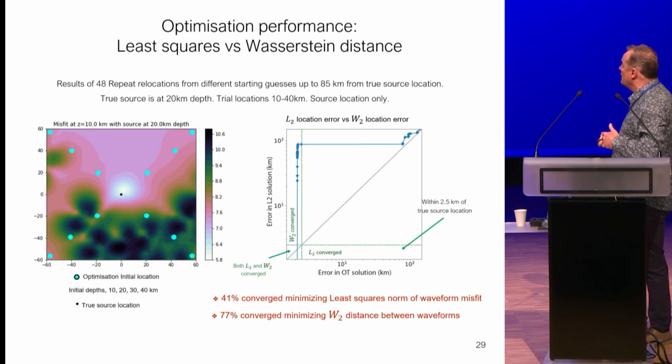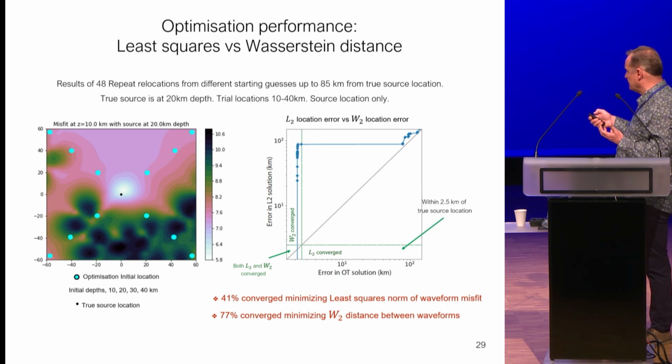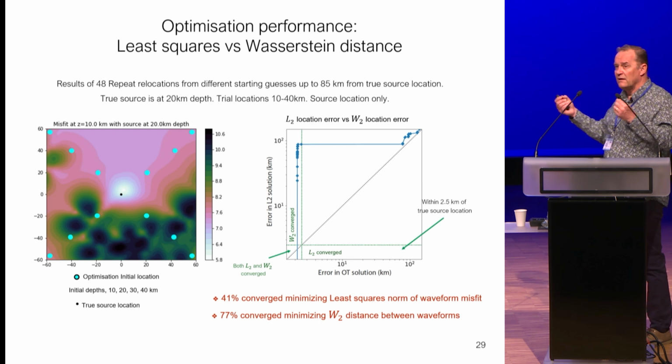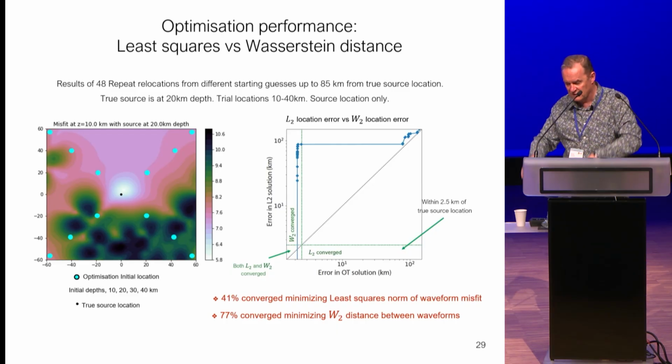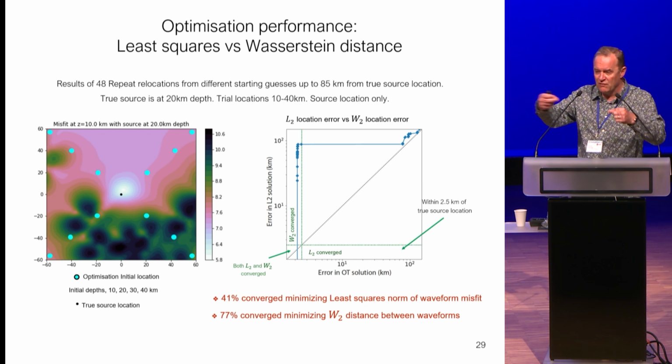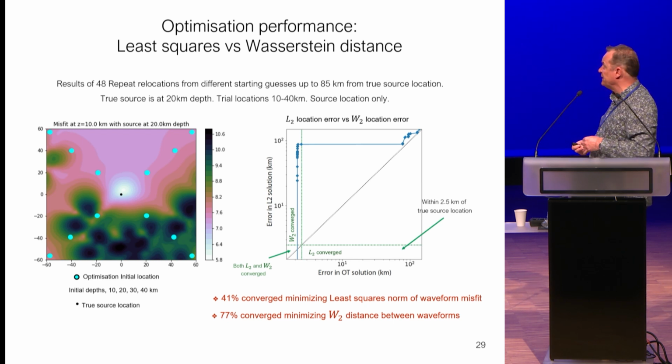Okay? So to back that up, what I've done is a whole series of tests. The details are in the paper, using local optimization of both the Euclidean norm and the Wasserstein distance from different starting points, which are the blue dots here, across in lat long and also in depth. And we're going to try and repeat those optimizations from different starting points and see where we converge to. On the right-hand side, I've got the error in the OT solution versus the error in the L2 solution.